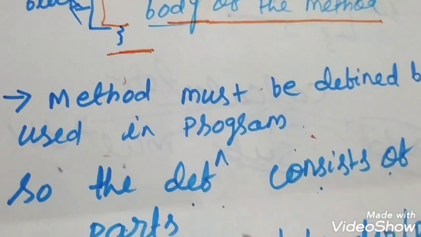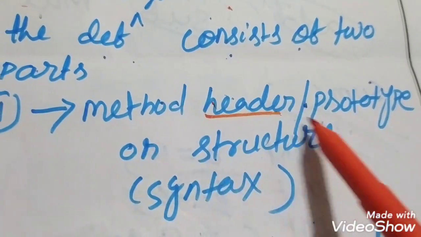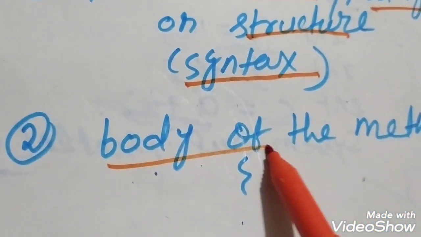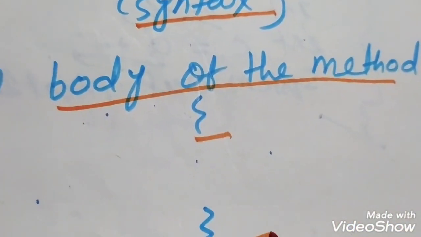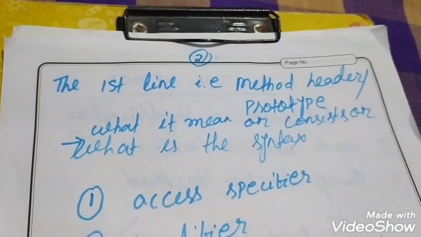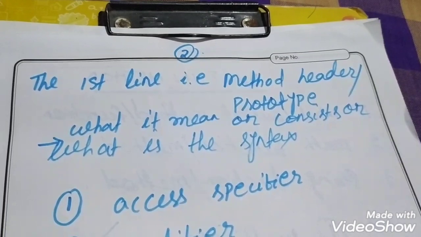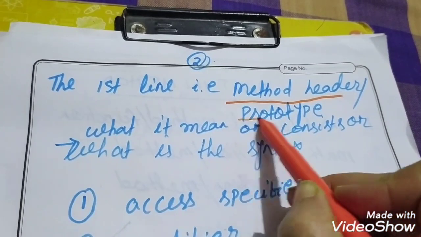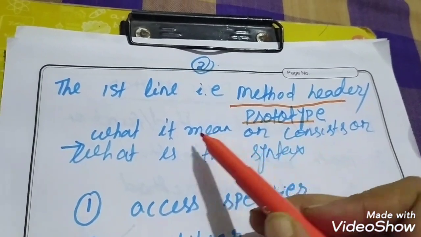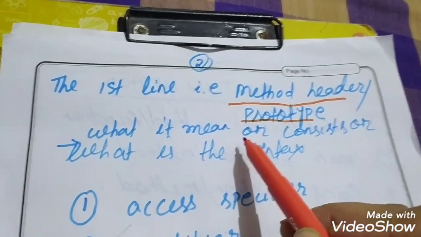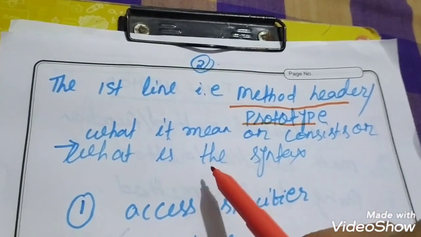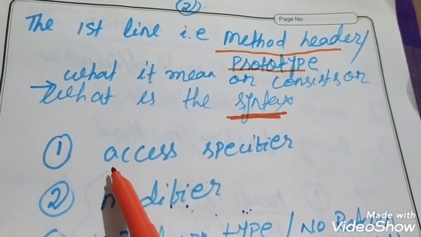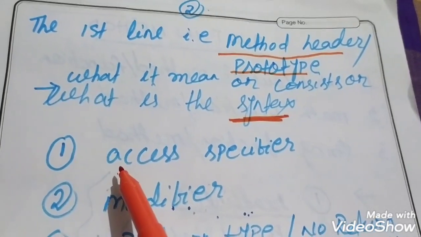So the definition consists of two parts: the method header, prototype or structure, which we can also call the syntax, and the body of the method. The first line of the method is called the header or the prototype or the structure. What does it mean, and what does it consist of? What do we mean by the syntax? It consists of the method prototype or method header, the structure or the syntax.